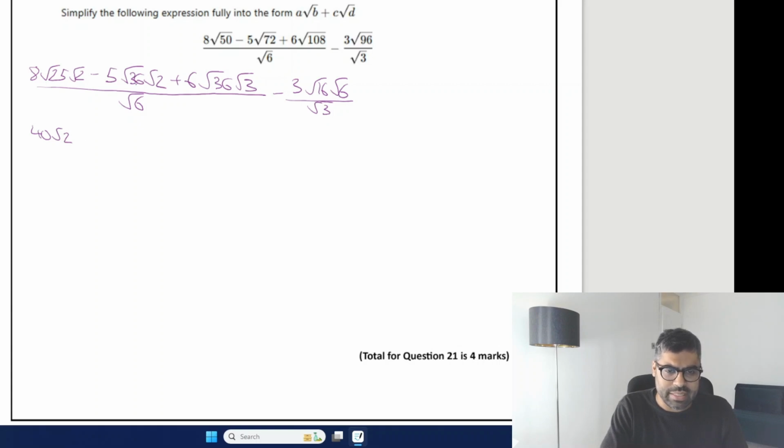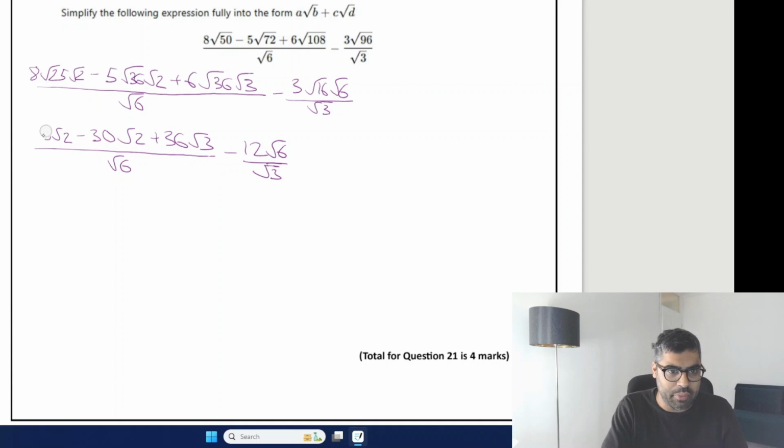Root 36 is 6, 6 times -5, so we have -30 root 2. Root 36 is 6, times by 6 gives plus 36 root 3, all of that over root 6. Then we have -3 root 16. Root 16 is 4, so 4 times -3 is -12 root 6 over root 3. Root 40 root 2 minus 30 root 2 simplifies to 10 root 2.